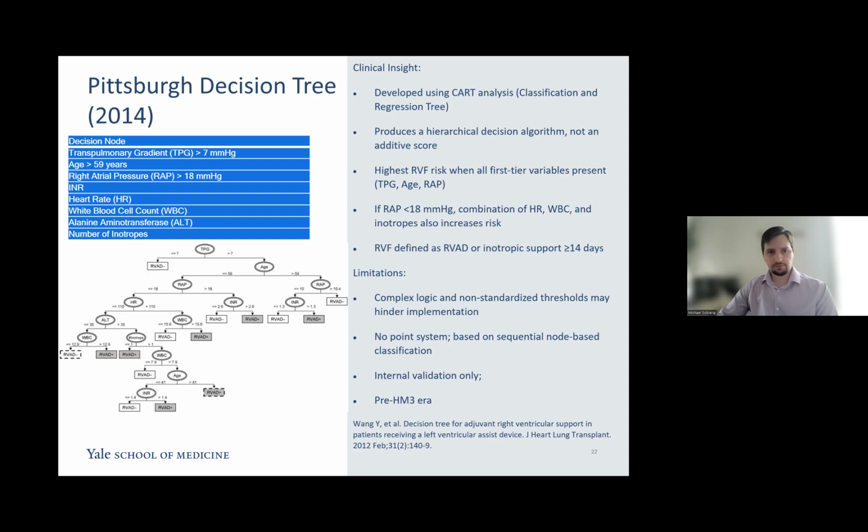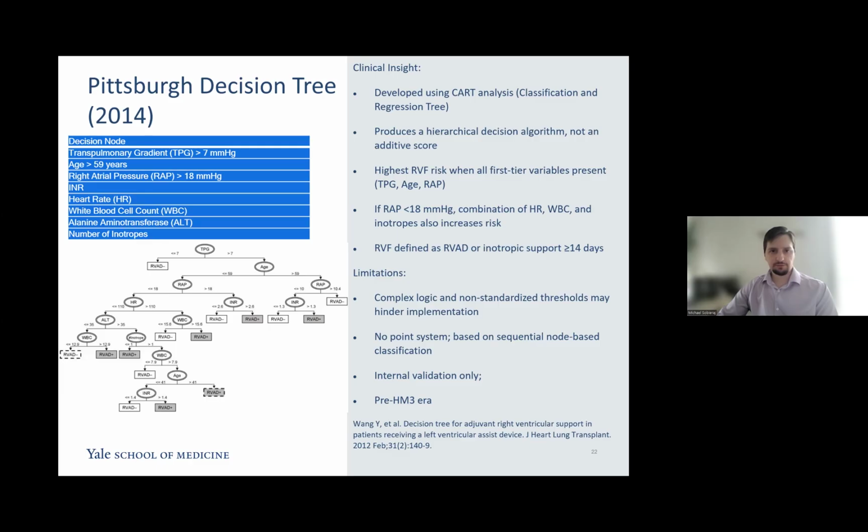Another risk score that's actually more of a decision pathway was the Pittsburgh decision tree, which you can see has multiple checkpoints, or nodes, as they like to call them in the publication, where you progress down the flow chart, and it'll actually tell you at the end whether or not they think you need an RVAD based on the different risk factors, which included transpulmonary gradient greater than 7, age greater than 59, right atrial pressure greater than 18, INR, heart rate, white blood cell count, alanine aminotransferase, and the number of inotropes.